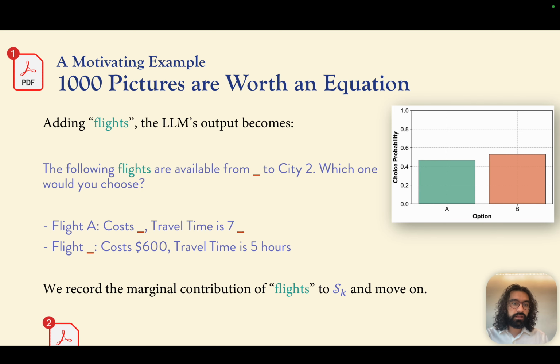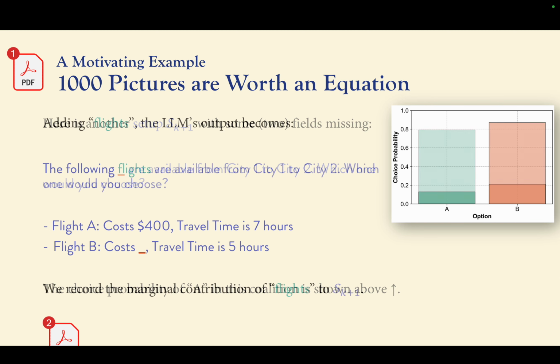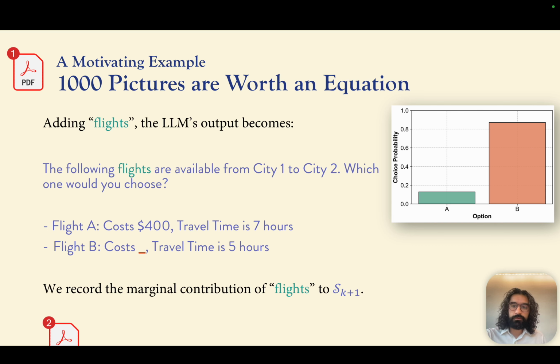Then we consider another setup. In this setup, only 2 words are absent, and flights is one of them, obviously. If we ask this of the language model, with almost 80% probability it chooses A, and 20% B. Again, we add the word flights to this prompt, and now the choice probabilities change like this. Again, we record the marginal contribution of flights to this setup.